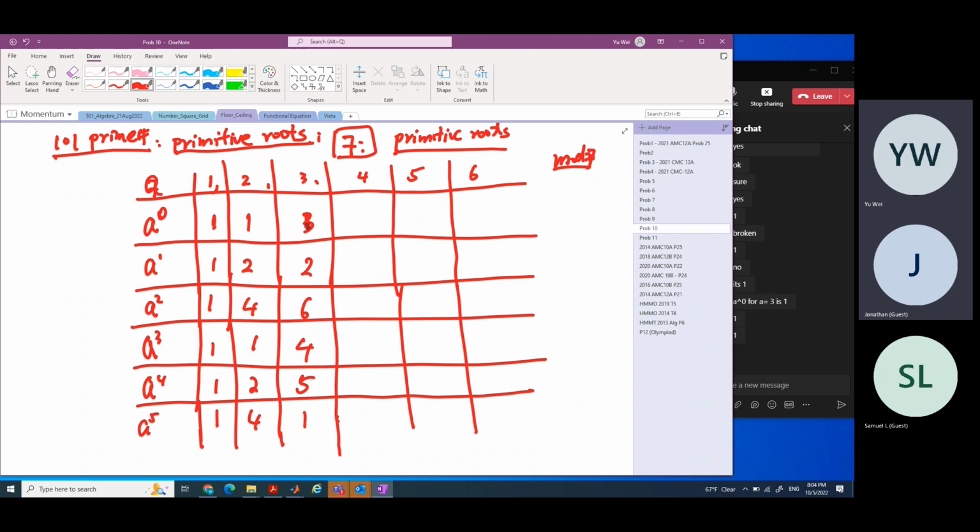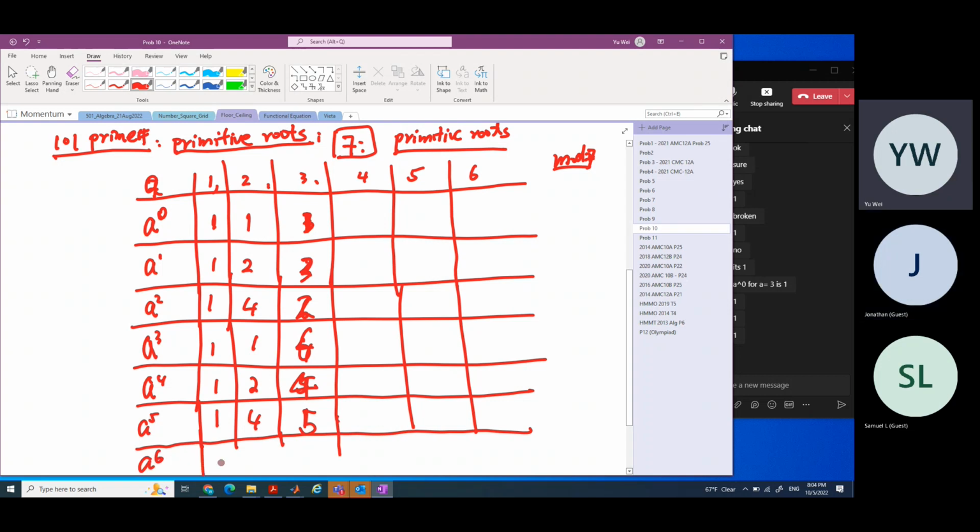No, you are wrong, Jonathan. 3 to the power 0 is 1. So for 3, we just move everything down: 1, 3, 2, 6, 4, 5. Because Fermat's little theorem tells us what? A to the 6 must be what? 1. Fermat's little theorem tells us it's all ones.